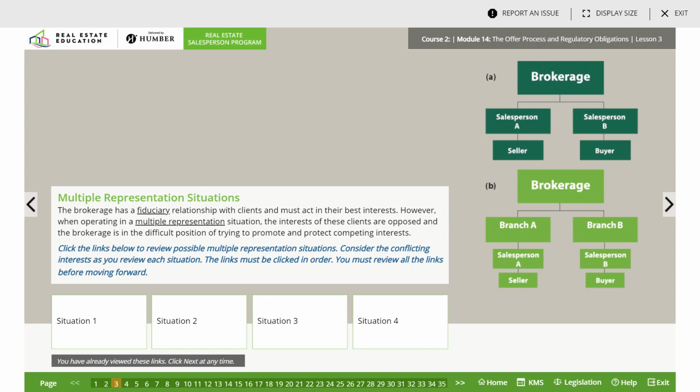Same thing if there's a brokerage and they have two branches, for example branch A and branch B, and then they have another salesperson at branch A and another salesperson in branch B. If they have a seller in branch A and a buyer in branch B, that is also technically under the same brokerage, therefore it is a multiple representation. Alright, let's move on.